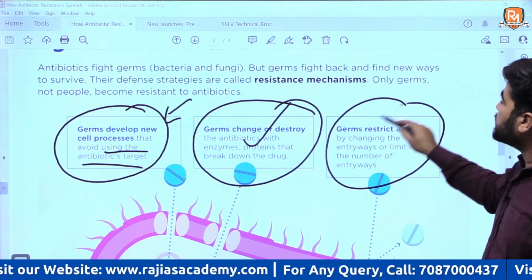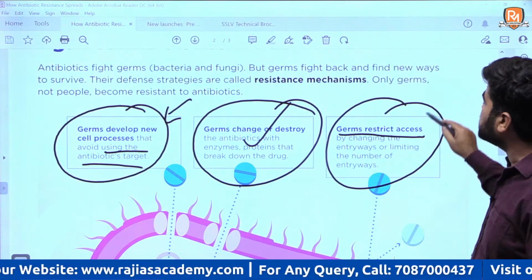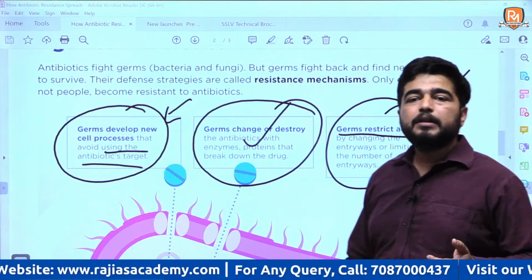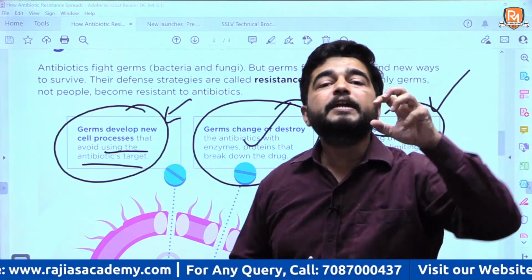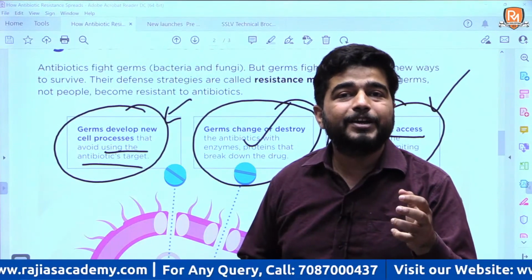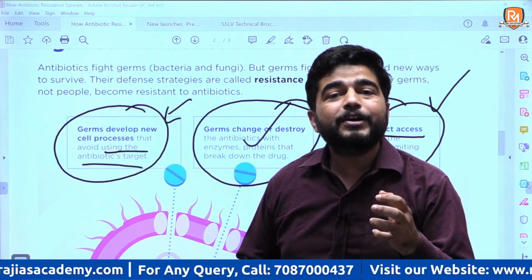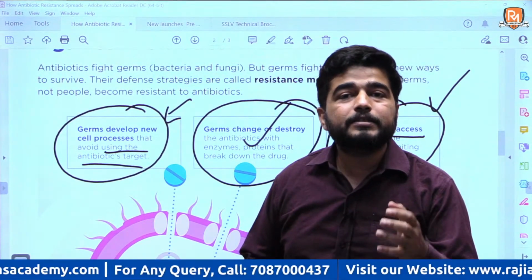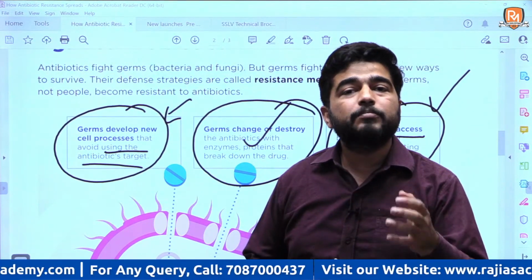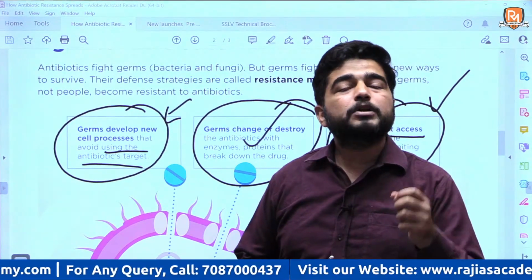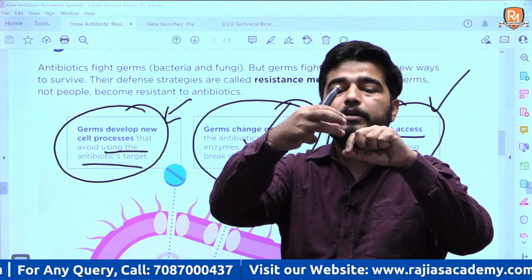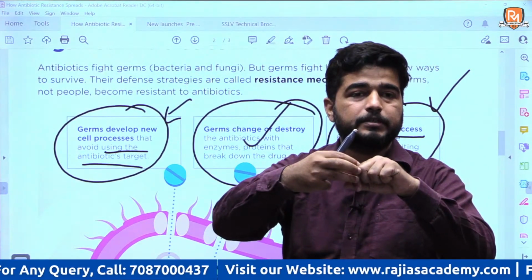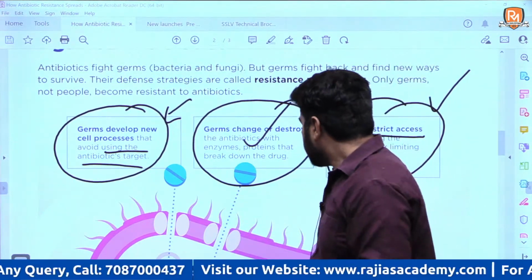Germs restrict the access. For example, they will change the entry point of that antibiotic. That antibiotic will not enter the bacteria or fungi body cells. Why? Because they have changed the target to which your antibiotic was attaching. Getting my point?